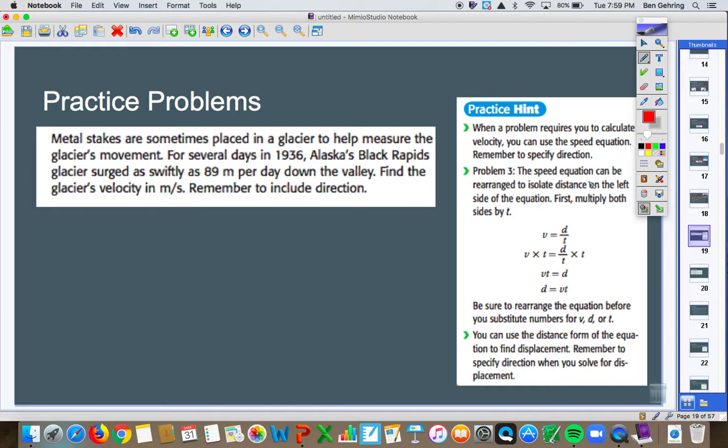Number 1. Metal stakes. Metal stakes are sometimes placed in a glacier to help measure the glacier's movement. For several days in 1936, Alaska's Black Rapids Glacier surged as swiftly as 89 meters per day down the valley. Find the glacier's velocity in meters per second. And then remember to include direction on our final answer.